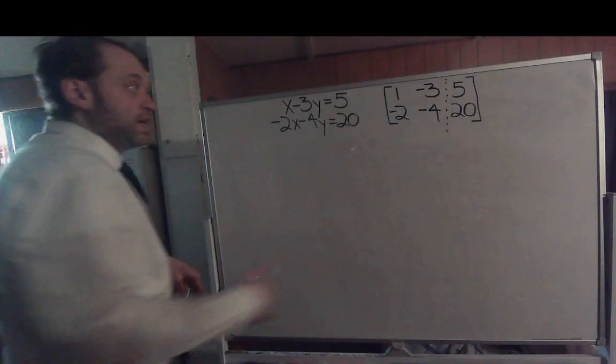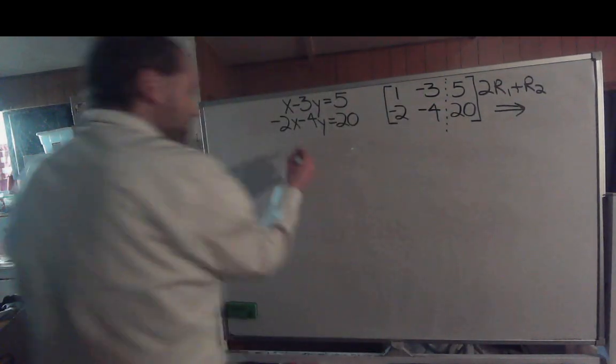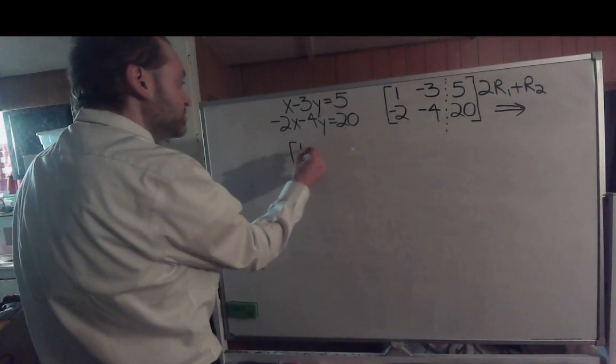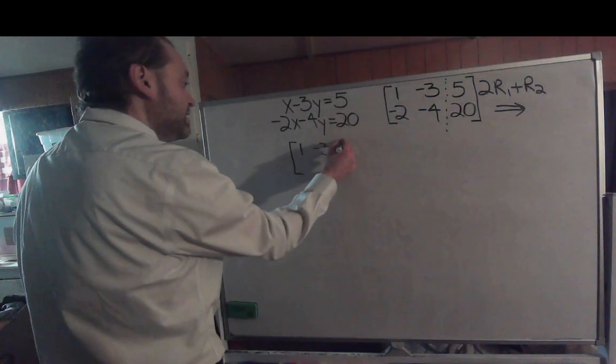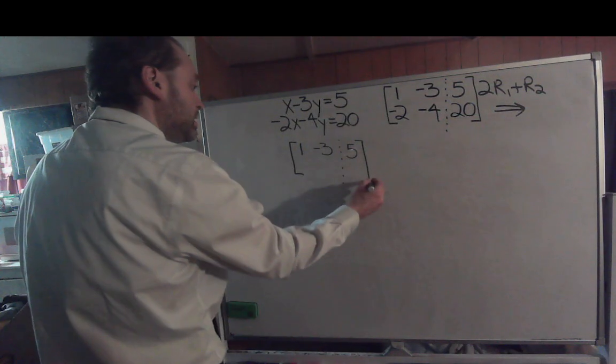So in order to do that, we could take 2 times row 1, add that to row 2. So take 2 times row 1 plus row 2. Then let's form our new matrix over here. Keep your first row the same since we're not changing that. That one's already good to go since it has a leading 1.